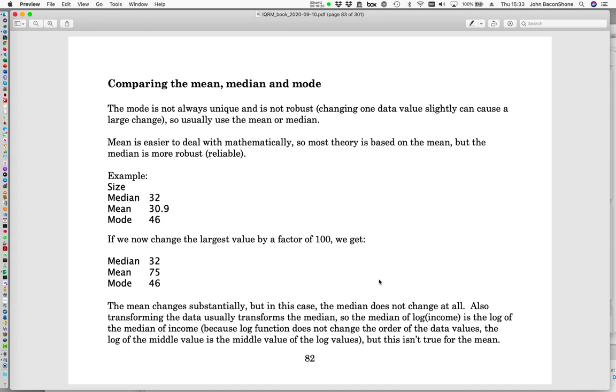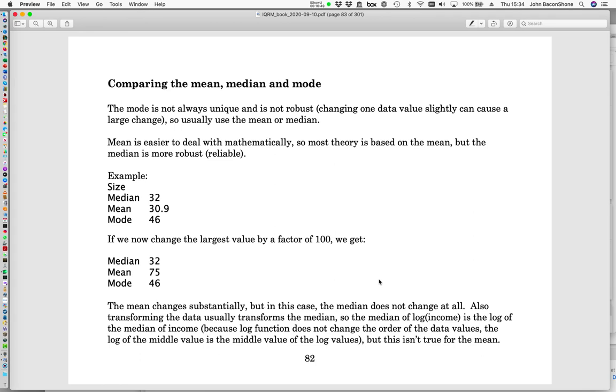It turns out that the mean is easier to deal with mathematically, and we will see why that is later. So most theory in statistics is based on using the mean, but the median is more robust. Robust means, in the everyday sense of the word, reliable. It's more reliable in that it's not as easily varied if there are some errors in our data. And we'll illustrate that in a minute.